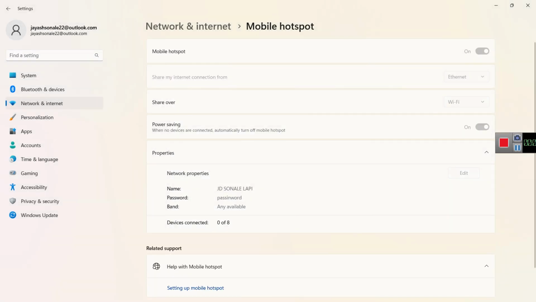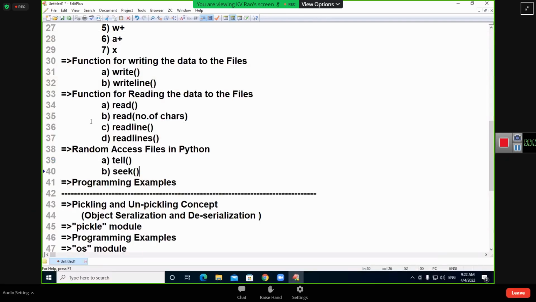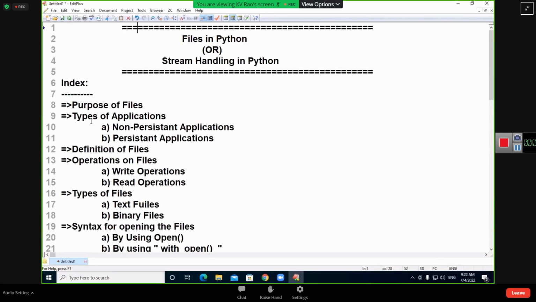There is a function called a seek function, a tell function and a seek function. These are the things which I am going to discuss, with programming examples on each area. Okay, students, shall we start the discussion?